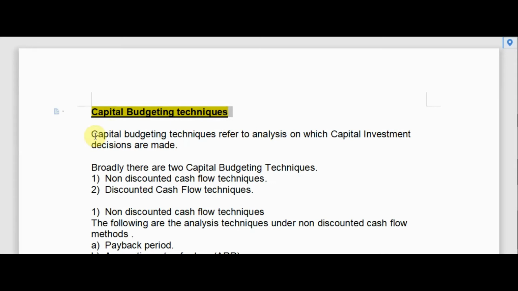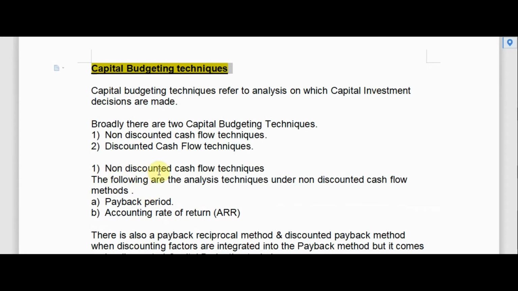Now, what is capital budgeting? Capital budgeting techniques refer to analysis on which capital investment decisions are made. Broadly, there are two capital budgeting techniques. Number one, non-discounted cash flow techniques, and number two, discounted cash flow techniques.